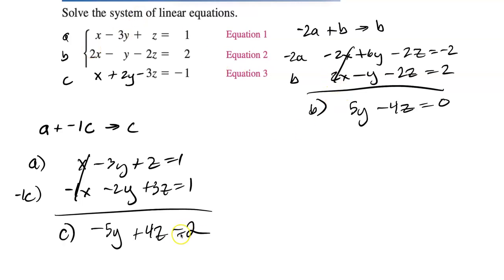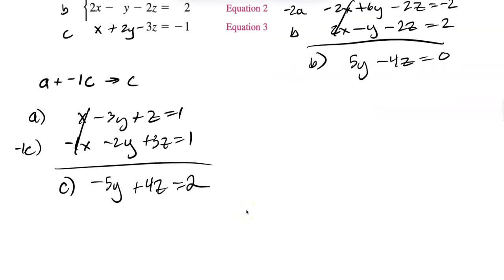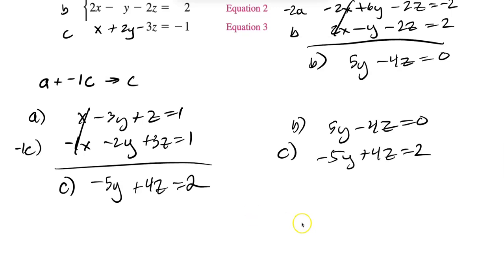Okay, so my new c. And now what do we always do? Solve the new equations against each other. So let me write right here. We have b is 5y minus 4z equals 0, and c is -5y plus 4z equals 2. Well, I don't really need to do anything. I can just add them up. Right? I could just do b plus c and put it in c or something. Those cancel. Those cancel, and I get 0 equals 2.